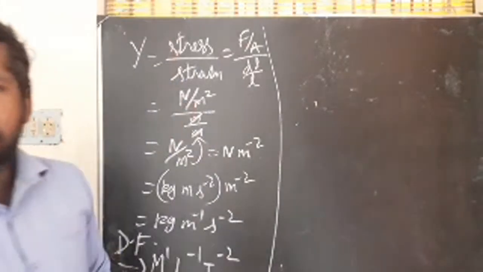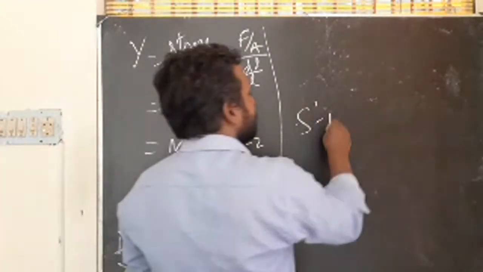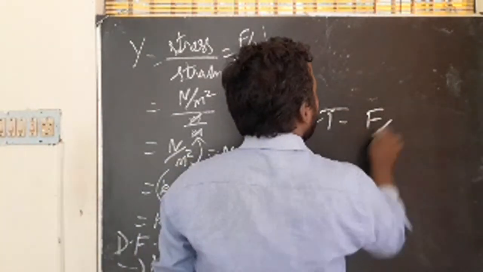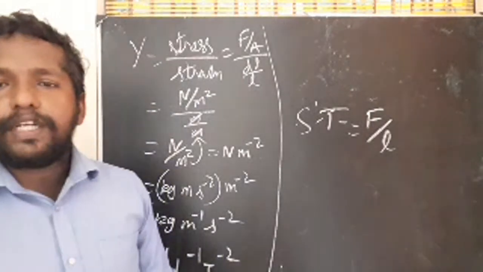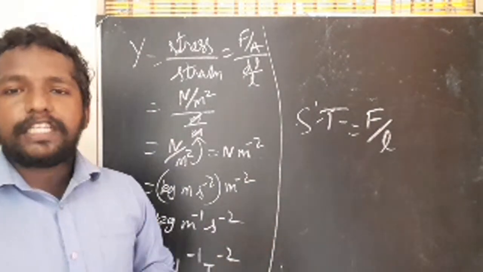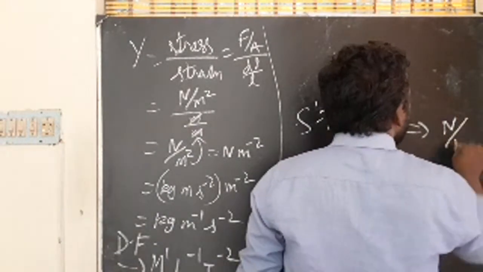Surface tension. Surface tension is going to be force per unit length. So force per unit length. What is the force unit? Force unit is a Newton and length unit is a meter. So Newton per meter. The correct unit we can write for surface tension is Newton per meter.